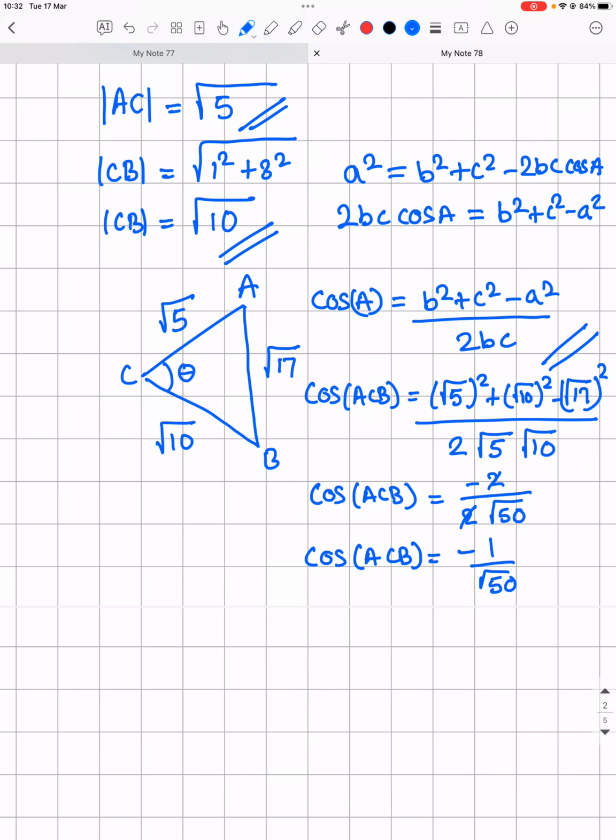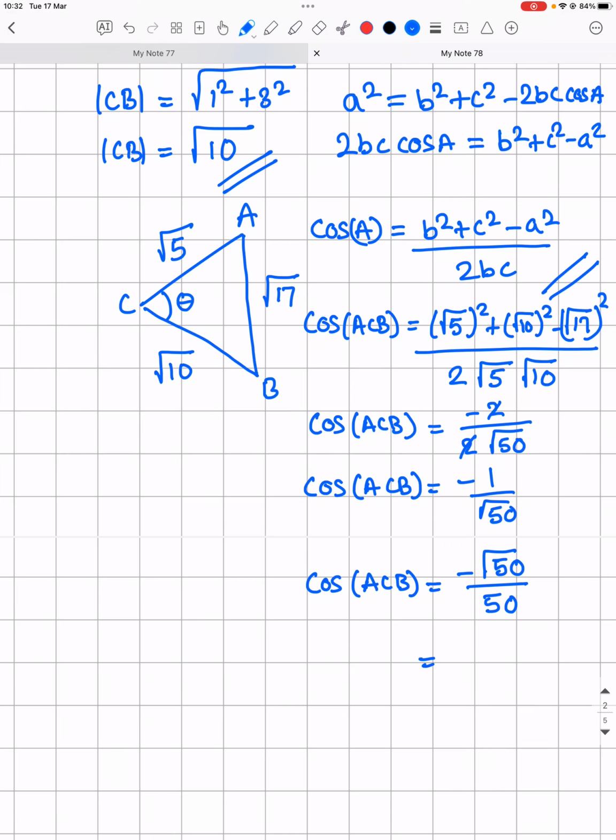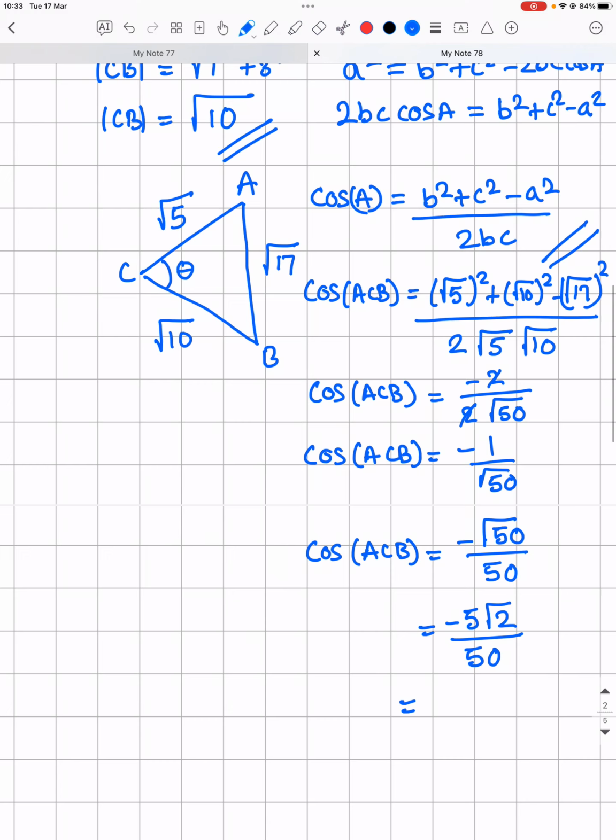Then I can just rationalize this to receive cos ACB as minus root 50 over 50. And then I can break root 50 down into minus root 25 times root 5. No, sorry, minus root 25 times root 2. So then I get minus 5 root 2 all over 50. And that simplifies to minus root 2 over 10. Just like that. So again, that equals cos ACB. And this is cos ACB as required.